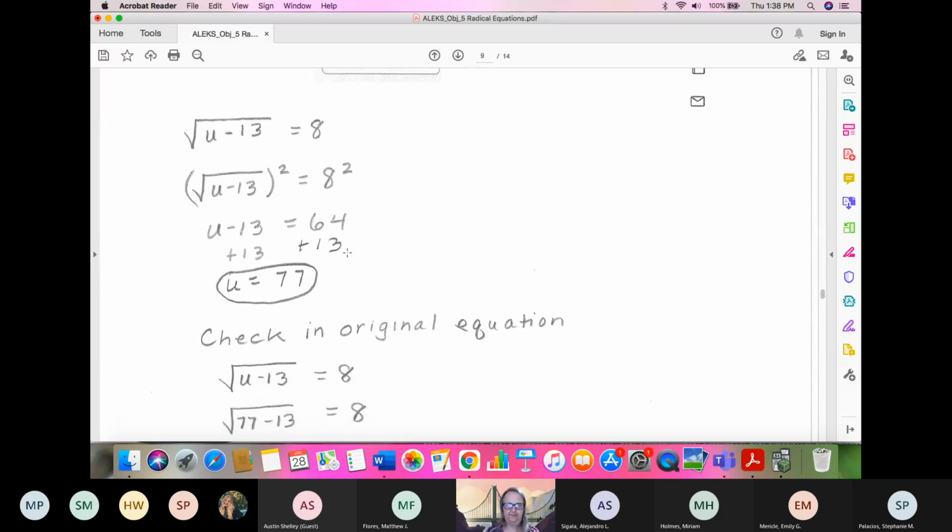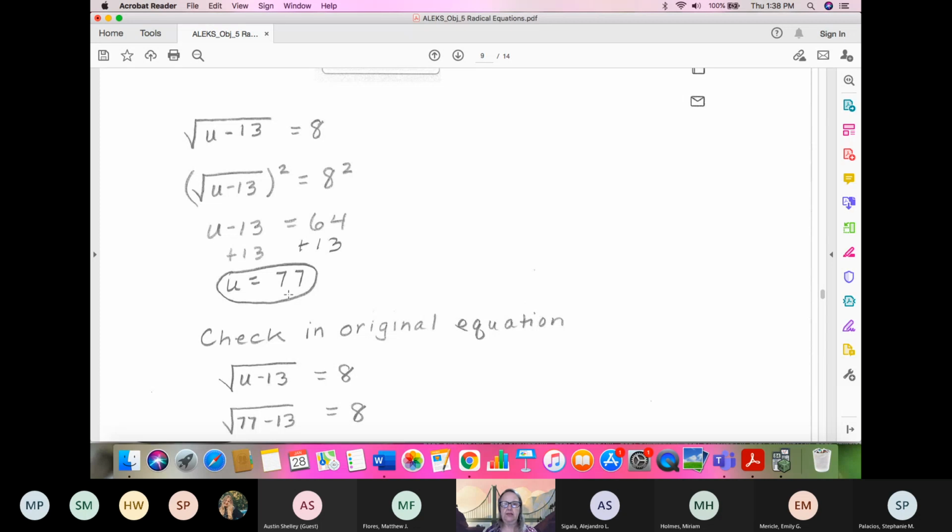Now we're going to solve. The opposite of subtracting 13 is adding 13 to both sides. These cancel. We just get u on this side equals 64 plus 13, which is 77. So we get u equals 77.